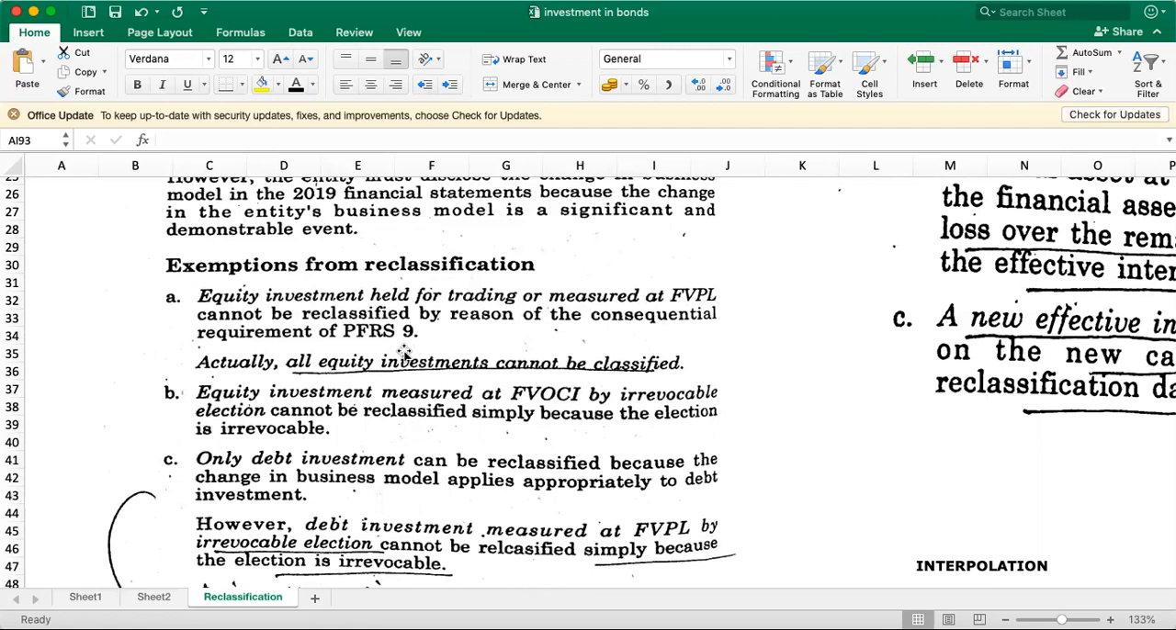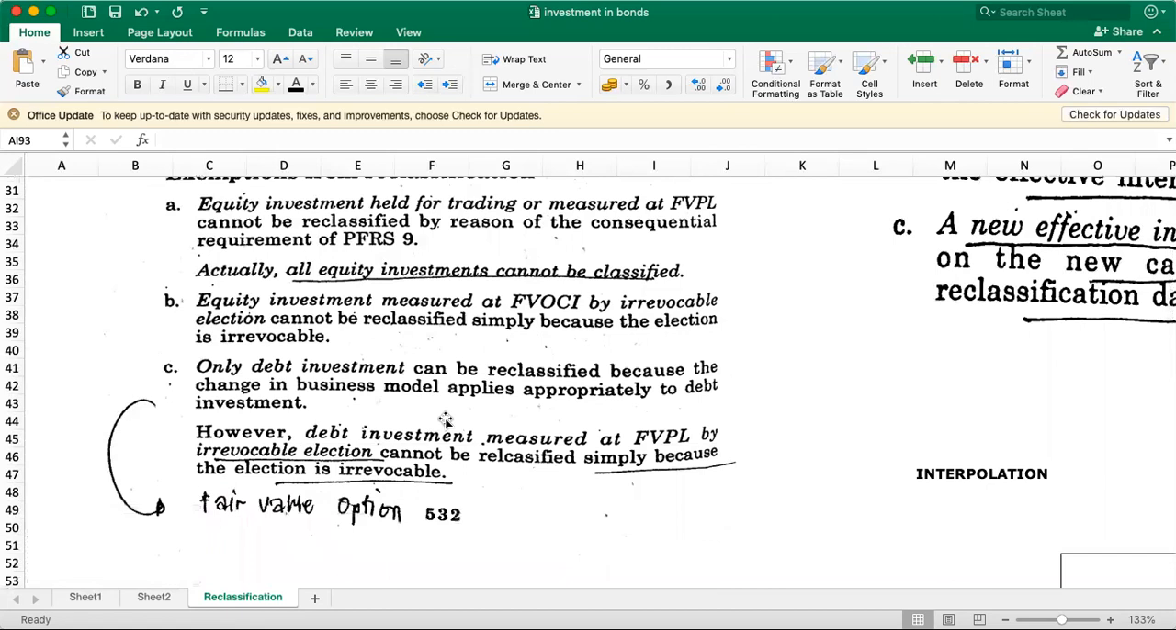Okay, equity investments measured at FVOCI by irrevocable election cannot be reclassified simply because the election is irrevocable. So again, it's still an equity investment. Okay, letter C, only debt investment can be reclassified because the change in business model applies appropriately to debt investment or debt securities. So, di ba? So, the business model is appropriately applies to our debt instruments. So, that's why we only reclassify debt instruments. Di ba? So, yung bonds, investment in bonds natin.